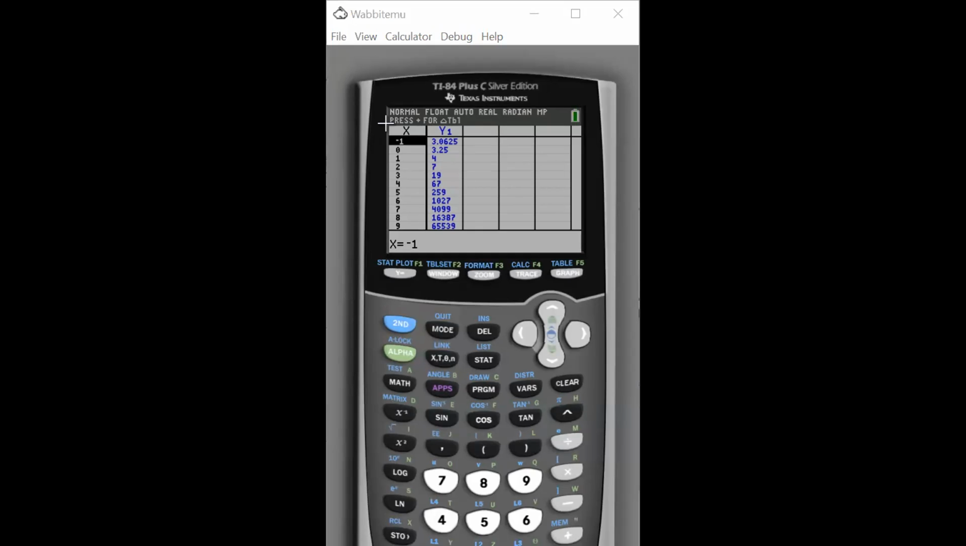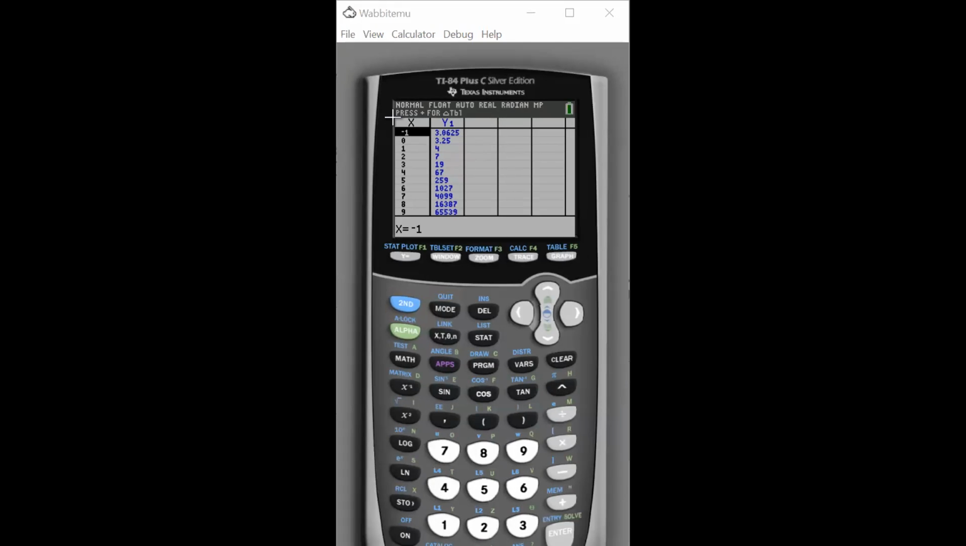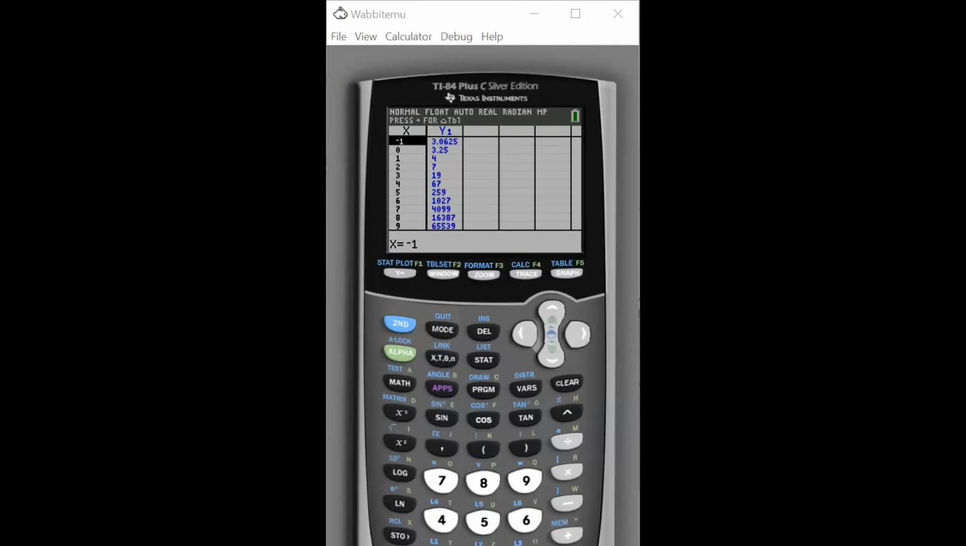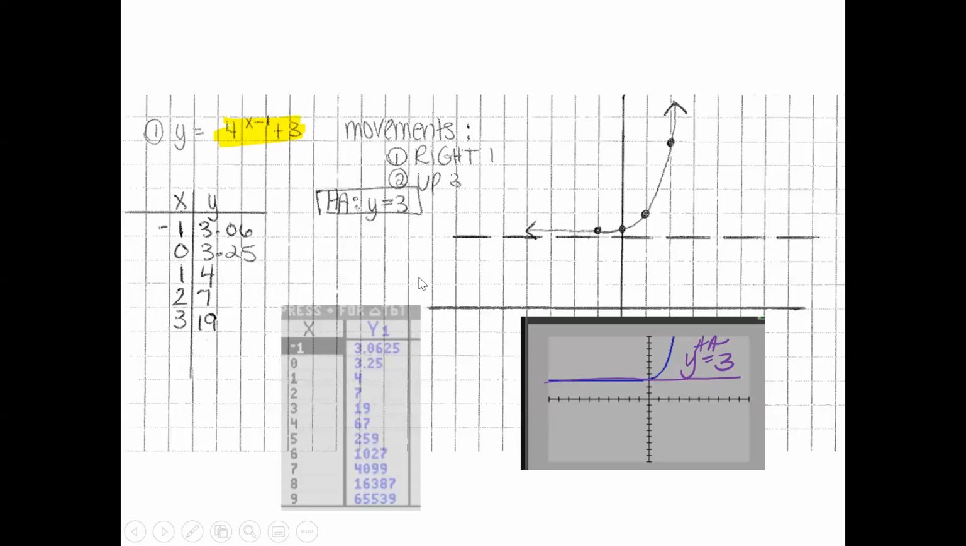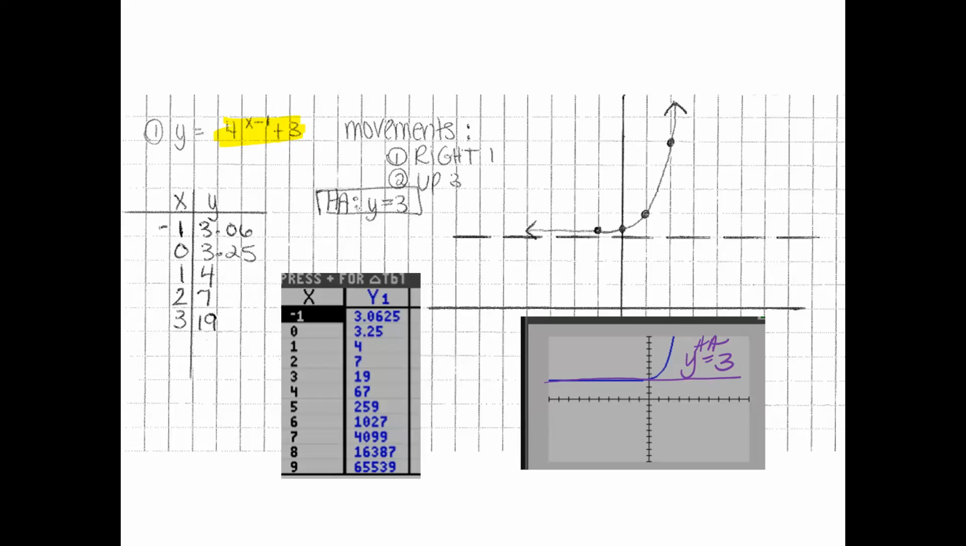And you can see that at -1, it's fairly small numbers, but then as it goes to 0, 1, 2, 3, it kind of grows pretty quickly. Like the y value, it gets really big, really fast. And so there's your table of values. And for your movement, all you need to write down is they're going to go right 1, because remember, that's going to be the opposite of a negative as a positive. So you're going to go to the right 1 and then 3 up, because it's a +3. So make sure you have this on your poster for number 1.